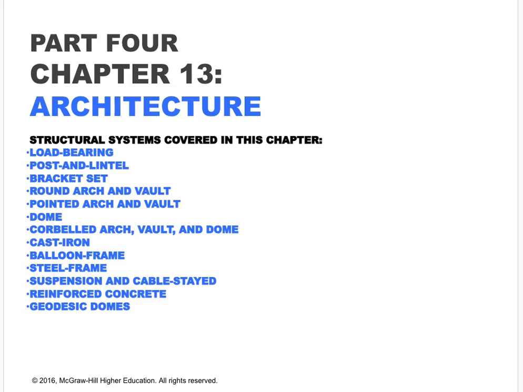The types of structural systems that we're going to go over are load-bearing, post and lintel, bracket set, round arch and vault, pointed arch and vault, dome, corbelled arch, vault and dome, cast iron, balloon frame, steel frame, suspension and cable stayed, reinforced concrete, and geodesic dome. The very last thing we'll look at is sustainable architecture at the end of the chapter.